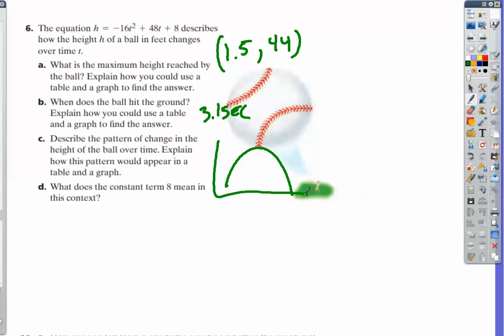And then what does the 8 mean in this context? This means that the ball was let go at 8 feet above the ground. That is pretty high. So this baseball player must have been at least 6 feet tall, throwing the ball way over his head, minimum. But even still, that seems a little high. But that's the way it goes in this equation. So that is how to do problem number 6.